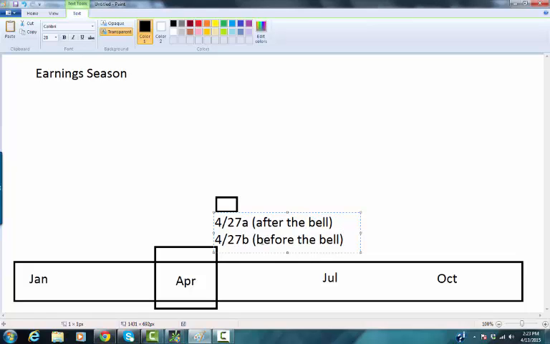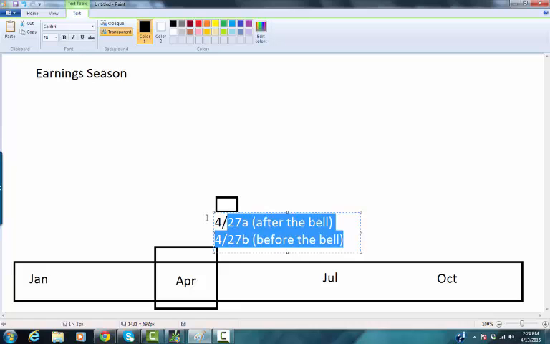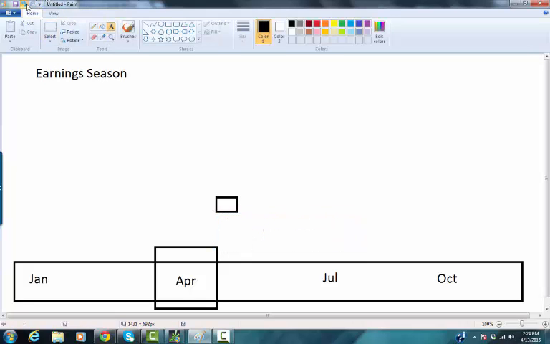See, if something's coming out on the 27th before the bell, that means I have to do something on the 26th at the very latest to avoid the earnings gap. If something is happening on the 27th after the bell, that means I have up until that day through the day because it's not happening until after the market's closed, so I can trade up on the 27th. A or B is important information. We're looking for either before the bell or after the bell. That's key information.